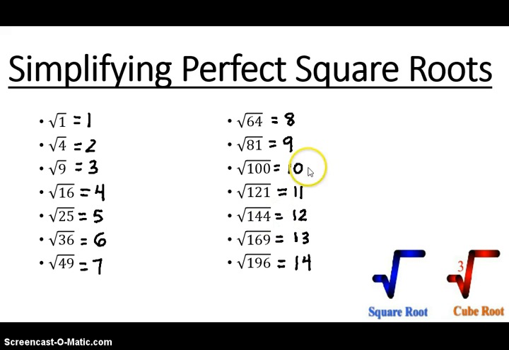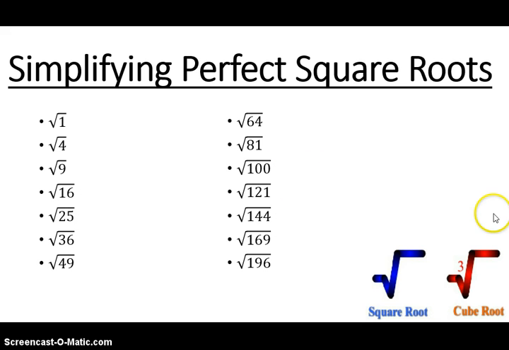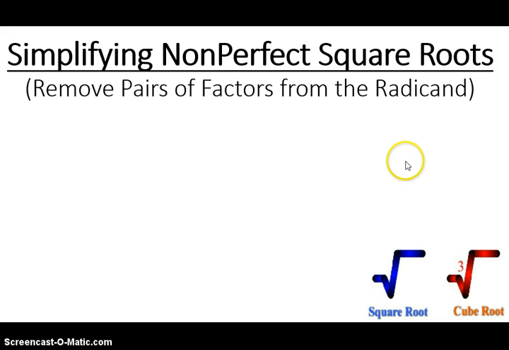I ask you to know the first 12. It's nice to know the perfect square roots because then you know that everything in between is non-perfect or is irrational. For instance, the square root of 105 would be somewhere between 10 and 11. To simplify non-perfect square roots, remember, we learned to remove pairs of factors from the radicand.